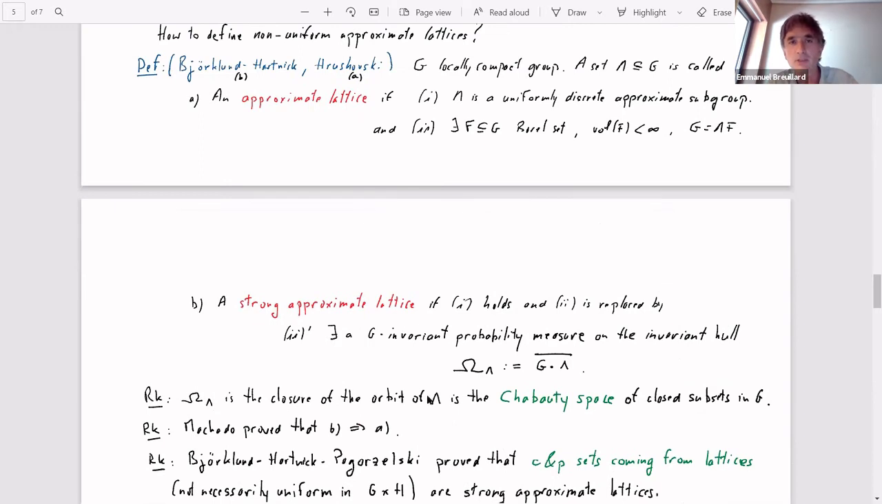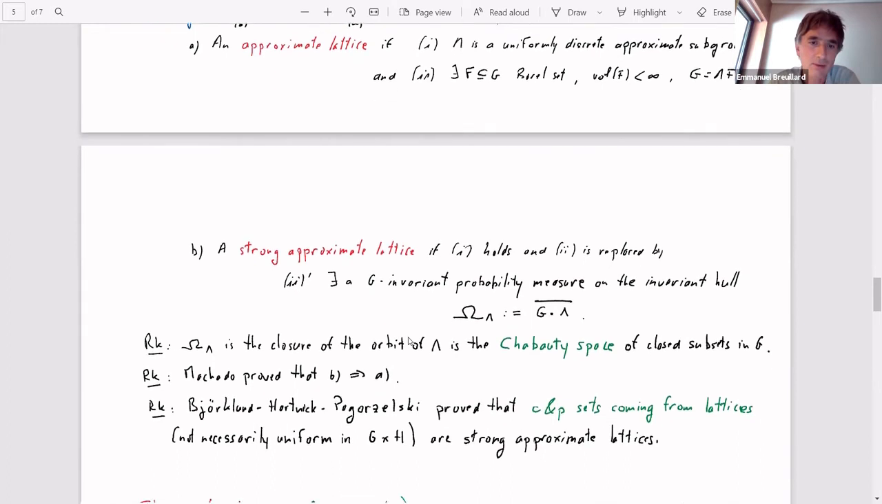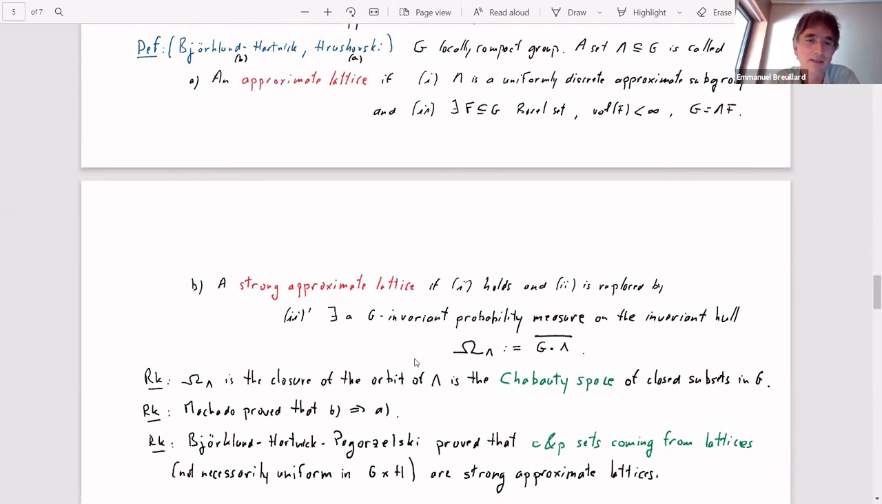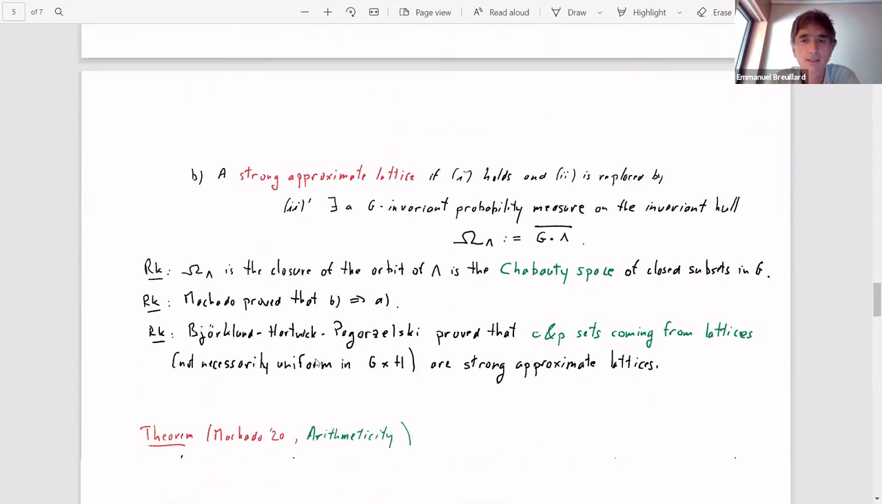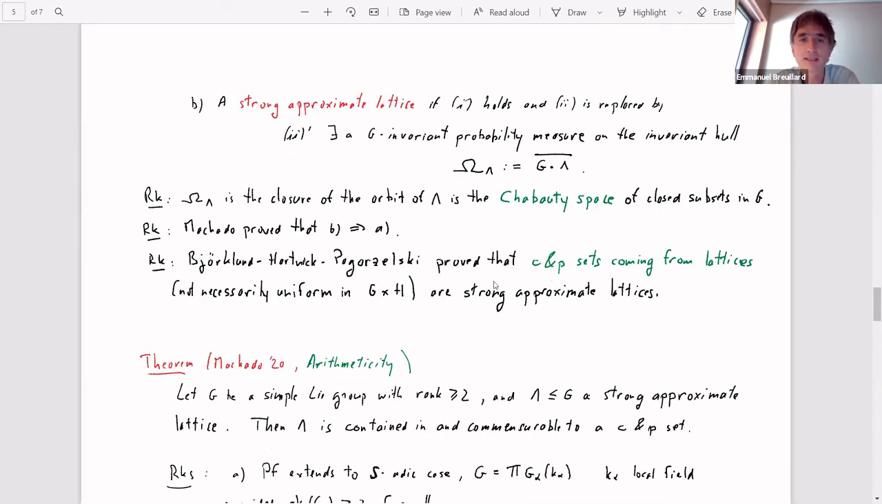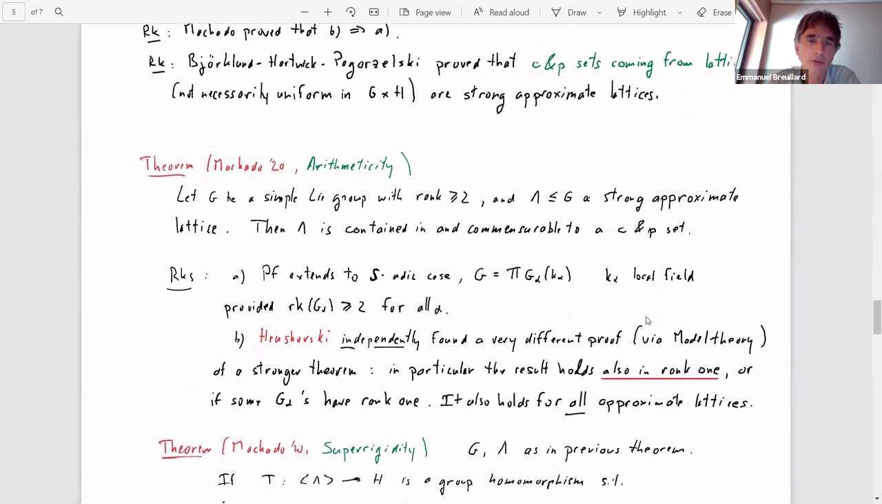It's not easy to see what's the relation between these two conditions, but Machado proved that in fact B implies A. So every strong approximate lattice is an approximate lattice. It turns out in the end that in certain cases, for example for semi-simple Lie groups, the two are equivalent. I should mention also that Björklund, Hartnick, and Pogorzelski proved that cut and project sets coming from lattices are always strong approximate lattices.